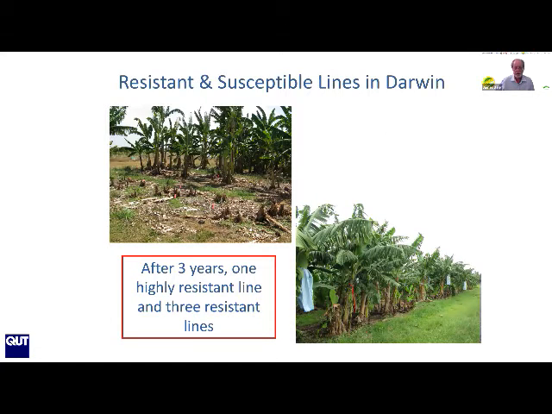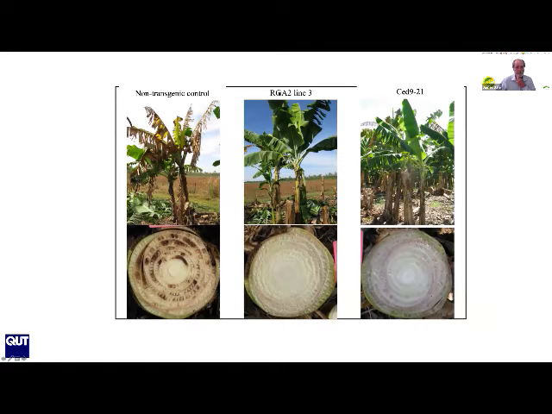I took this photo the day that we had to destroy the trial, so every single plant was cut down and assayed. And we ended up with 1 highly resistant and 3 resistant lines. And when you cut that open, this is the RGA23 line, absolutely clean pseudostem as compared to the pseudostem of infected control.